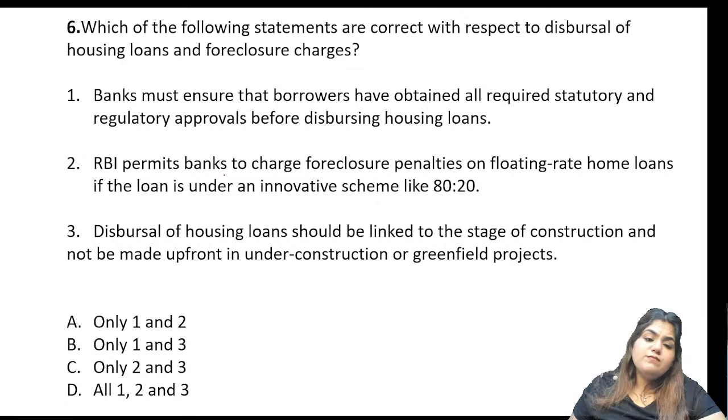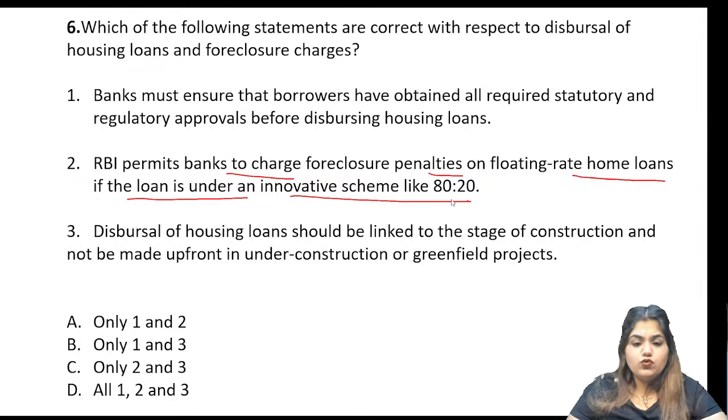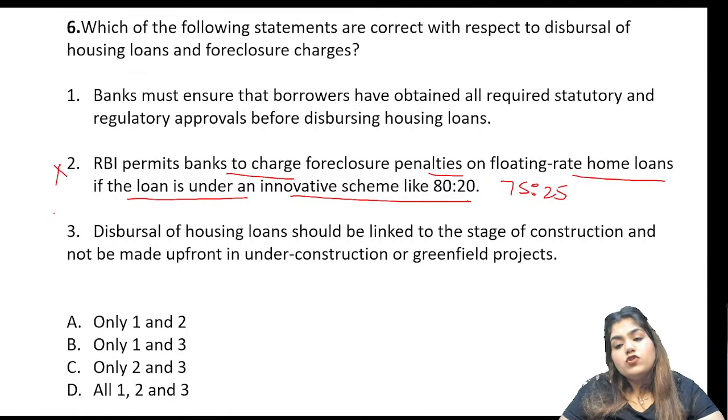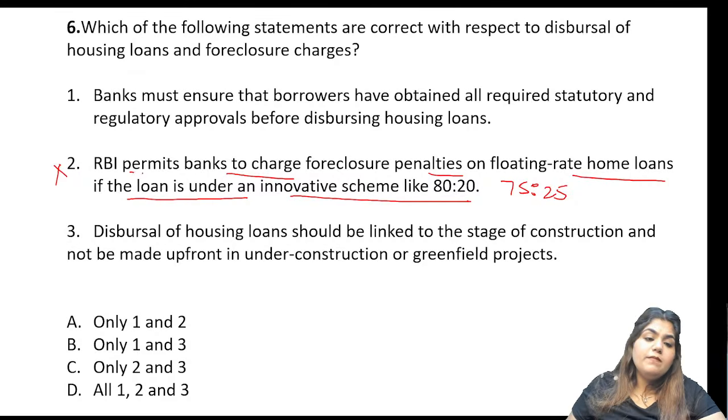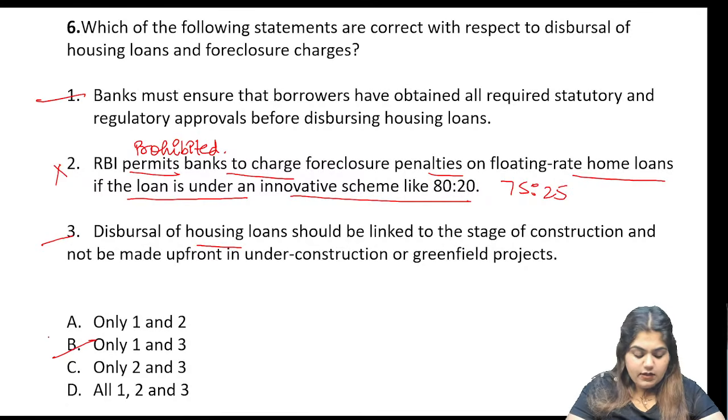The RBI permits banks to charge foreclosure penalties on floating rate home loans if the loan is under an innovative scheme like 80:20. It is for 75:25, not 80:20. Statement number 2 is incorrect. RBI prohibits charging for foreclosure or prepayment regardless of the scheme, including 75:25. They are not permitted, they are prohibited. Disbursal of home loans, this is correct, that will give us B as the correct answer. B is the correct answer.